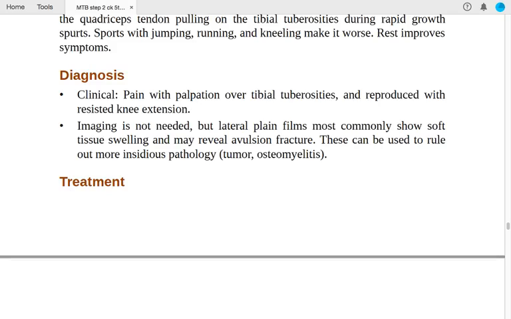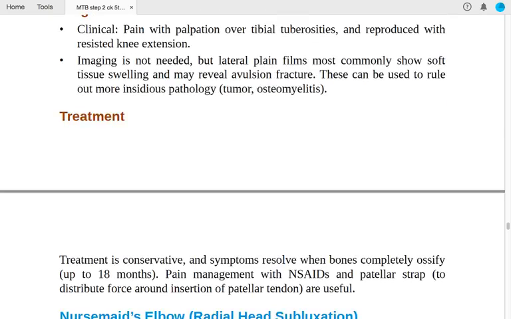Tissue swelling and variable avulsion fracture also. Imaging is not needed, but a lateral plain film most commonly shows soft tissue swelling. If you go for the film imaging technique, you will see the tissue swelling, which may reveal avulsion fractures. These can be used to rule out more insidious pathology like tumor and osteomyelitis.